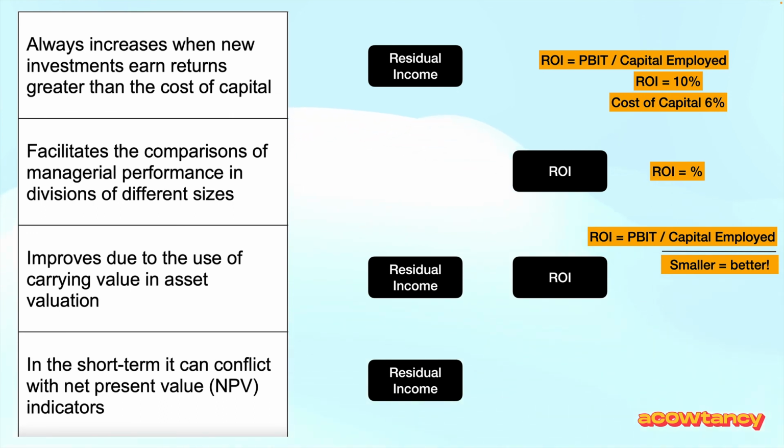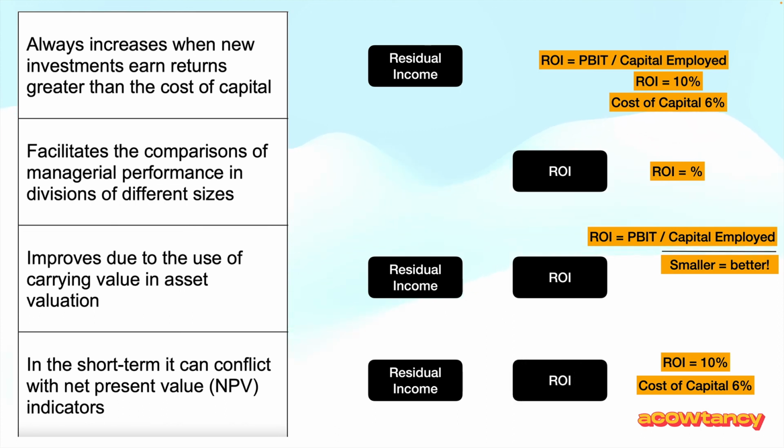Finally, can it conflict with NPV? So let's say our ROI is 10%, and we get a positive NPV project which beats 6%, but only beats it by, say, 2%. So we've now got an 8% return. Well, return on investment is 10%, so we wouldn't accept it because you're not beating the return on investment, even though you are beating cost of capital, which is what NPV does. So yes, there is a conflict there.